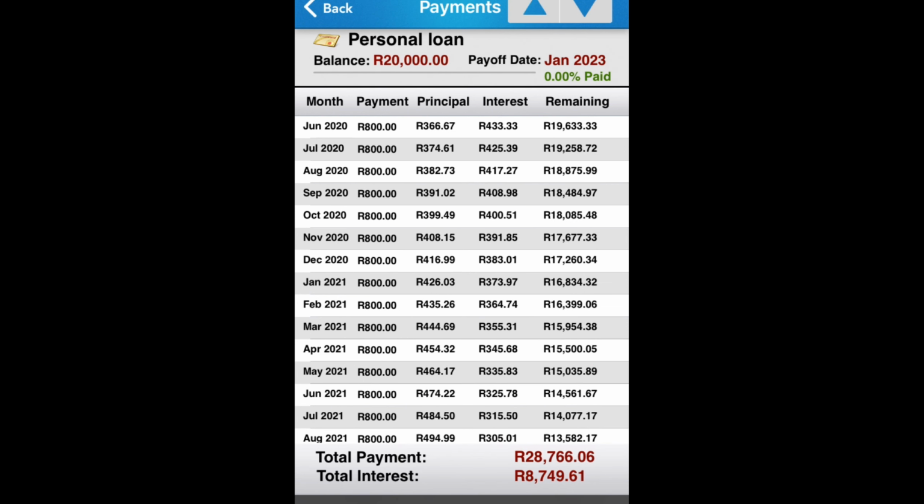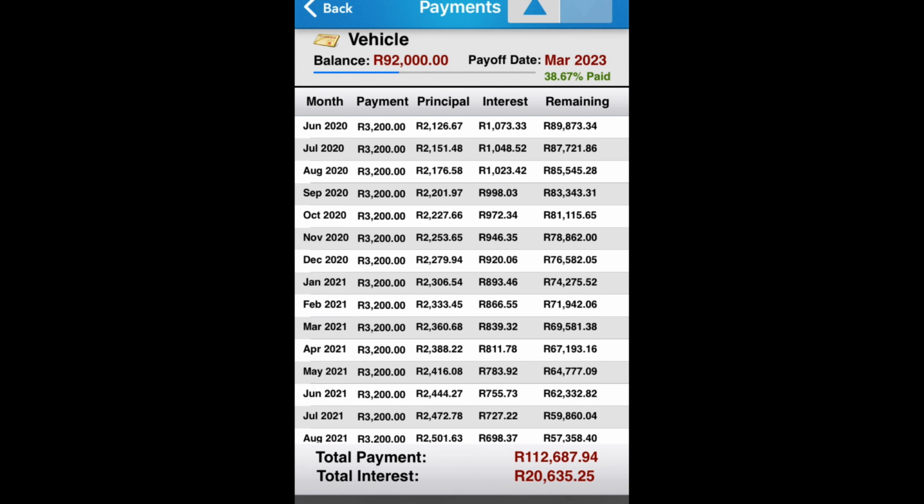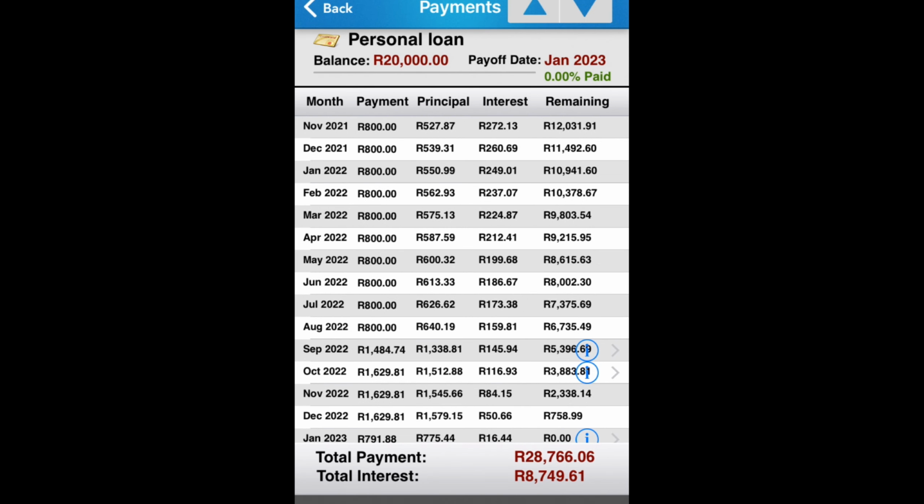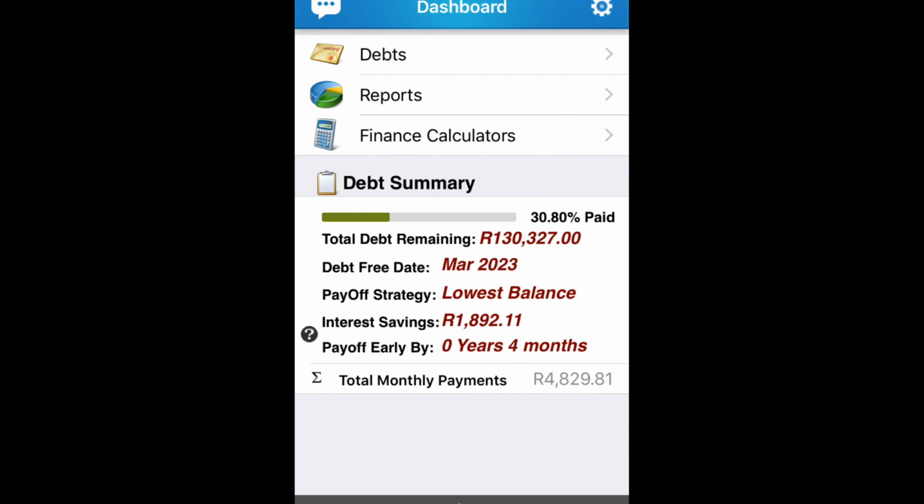And then from there, you'll move over to your personal loan. Also, you've been paying 800 up until you finish off your credit card. So you're going to take whatever you've been paying on your clothing account and your credit card. In September, your installment will increase from 800 to 1,400. So in total, on your debts, where is that summary?